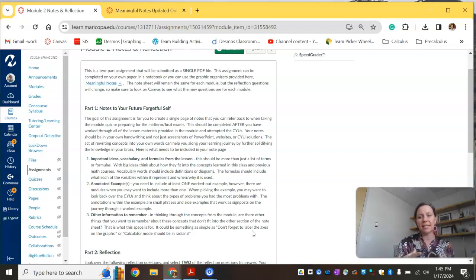The second thing is an annotated example. That would be a practice problem, maybe from your CYU, maybe from one of the PowerPoints, but it's a problem that's worked out.